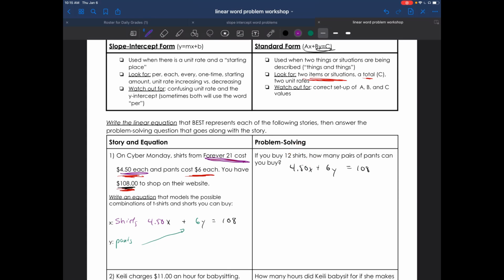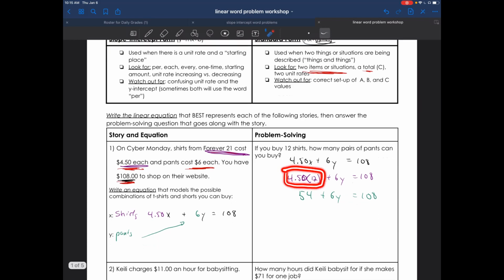So I'll write that out. We have 4.50 times 12 plus 6y equals 108. And I'm just going to multiply that, and it's going to give me 54 plus 6y equals 108. Again, we took the 12 shirts and plugged that into X. So it's like a function, okay? Now that we have 4.50 times 12, that equals 54. So that's all I did.